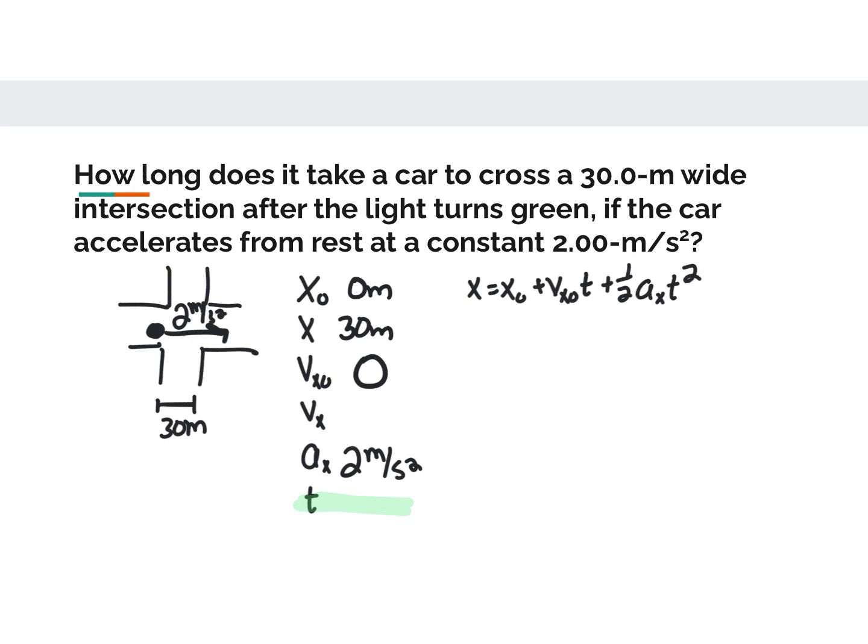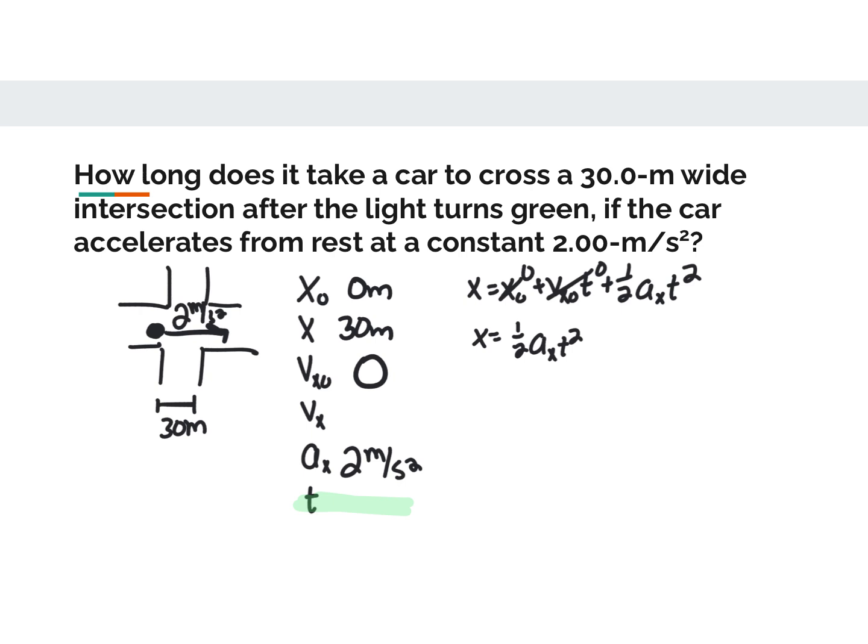Next thing I do is look for things that are zeros. In this case, that's my initial position and my initial velocity. So those terms will cancel, and this long equation turns into a simpler one. Then I'm trying to find time. I'm going to isolate the t.